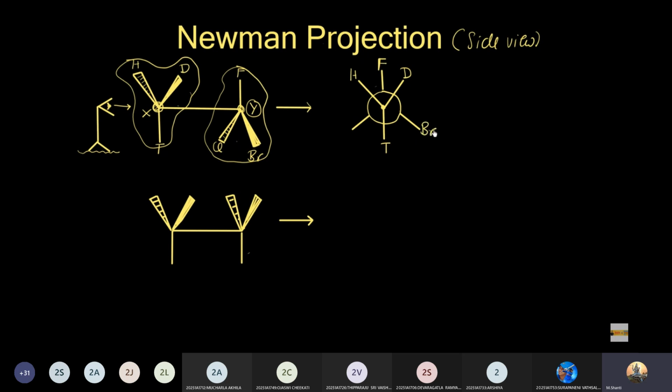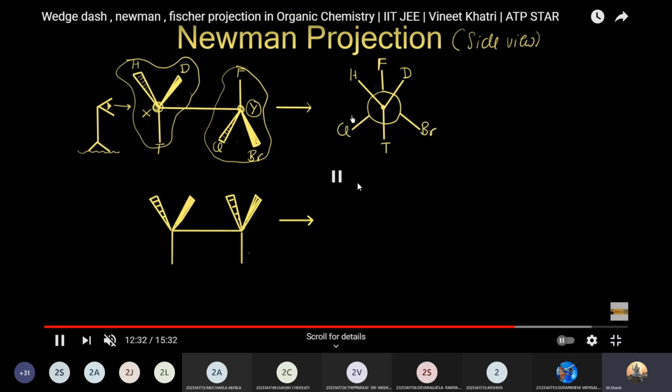Can you hear me, girls? Yes, ma'am. Okay, have you understood what I said? So while you are drawing the second carbon, make sure that the substituents are extended only to the second carbon. These should not be extended to the center point. The center point is the front carbon and the circle will be the back carbon. So this you have to remember, girls, while you are drawing a Newman projection.